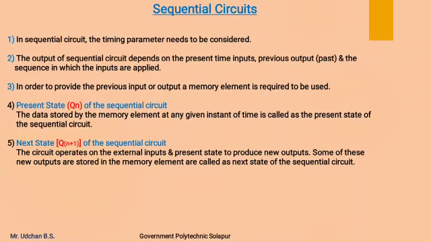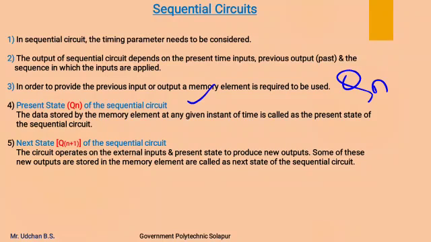Present states are represented by Qn. The data stored by the memory element at any given instant of time is called the present state of the sequential circuit. Means this is the state of the output of sequential circuit before applying any inputs to the circuit.